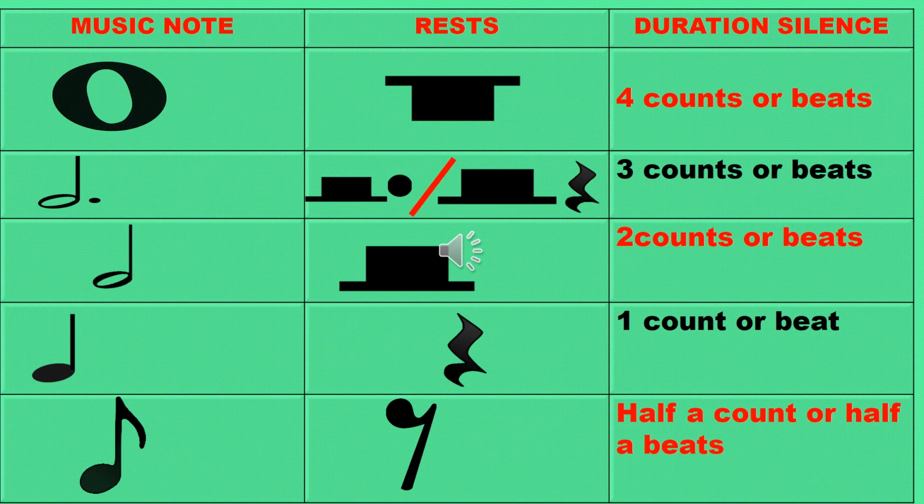Now we look at the musical notes and their rests. The semi-breve rest has 4 counts. It can have 4 counts of silence. Dotted minim has 3 counts or 3 beats. Then minim has 2 counts or 2 beats. The crotchet has 1 beat, 1 silent beat. Then quaver has half a count or half a beat.